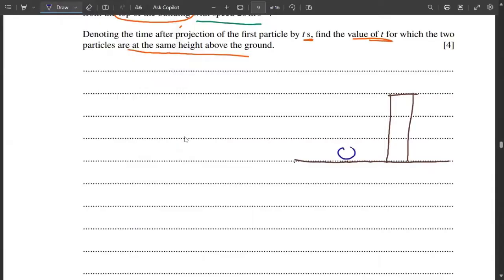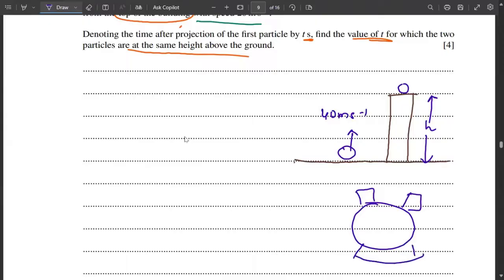There is one ball here, another ball here. This is height h. Now this ball is projected at 40 meter per second upwards. Now let me draw a stopwatch here. This is a stopwatch. Start, stop. So as soon as this 40 meter per second ball is thrown upwards, the stopwatch starts.